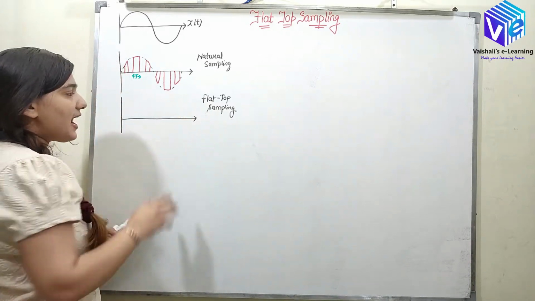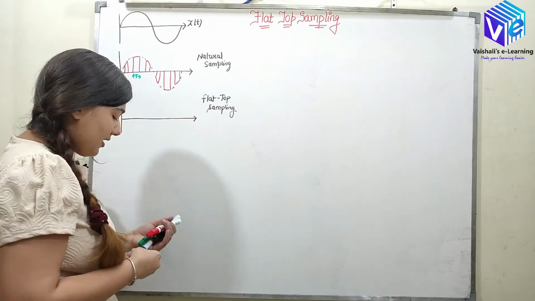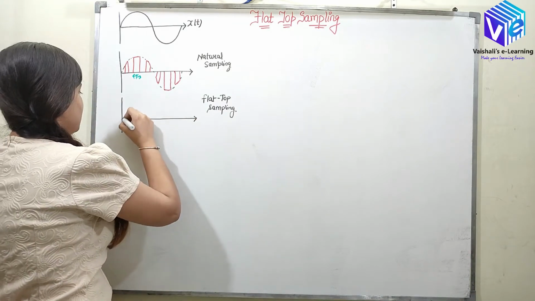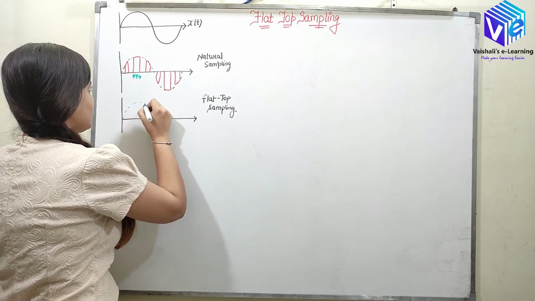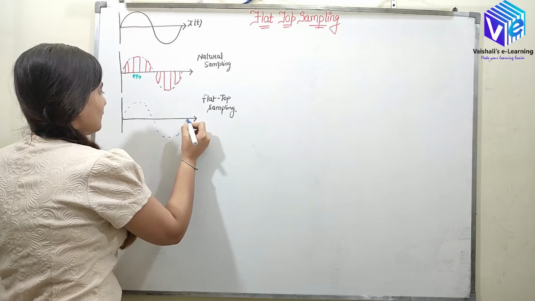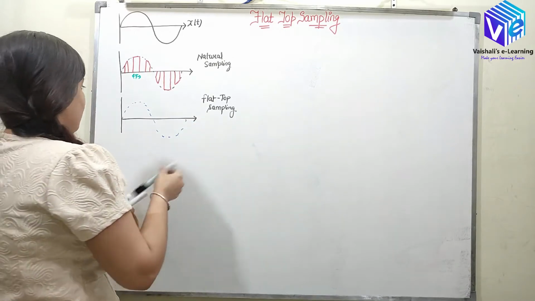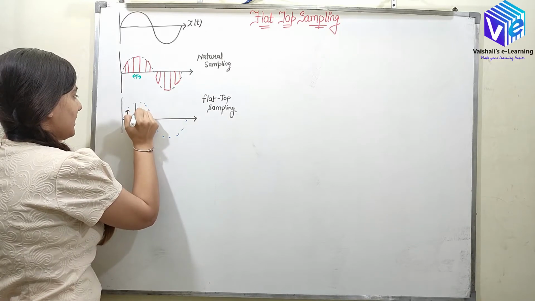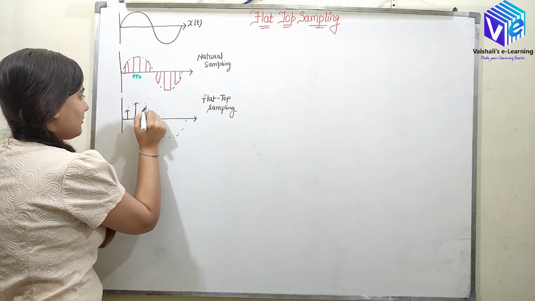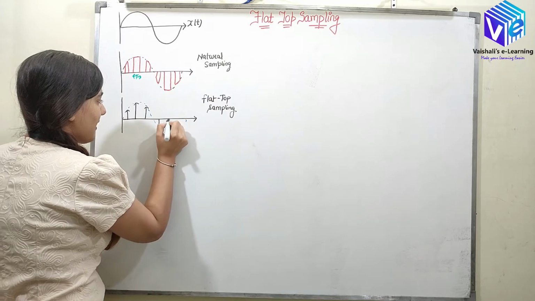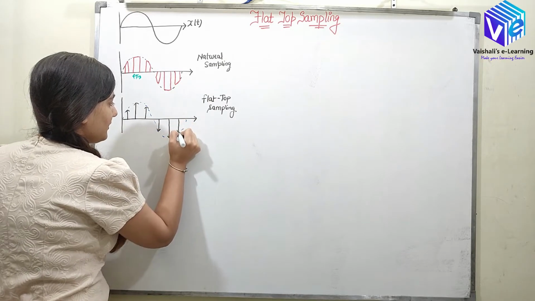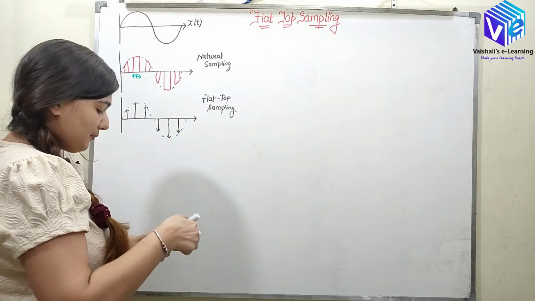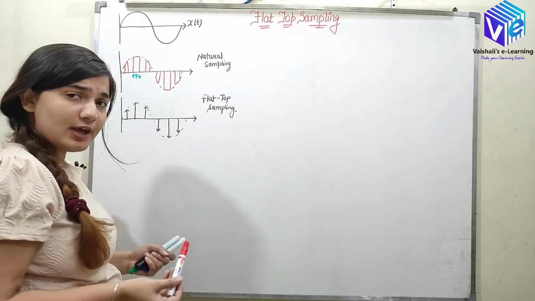Now in flat top sampling, what happens? We take the samples at every instant. Let's take this as again my x(t). We take samples at every instant. Here we took a sample, here we took a sample, and here we took a sample. Similarly, samples are taken in this area as well.